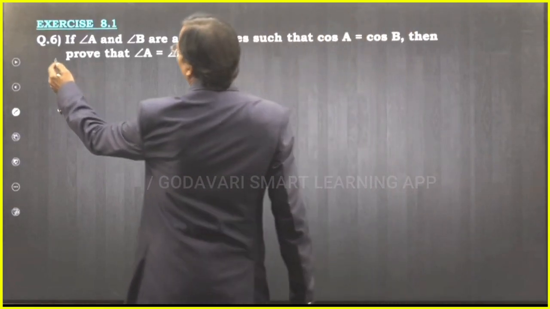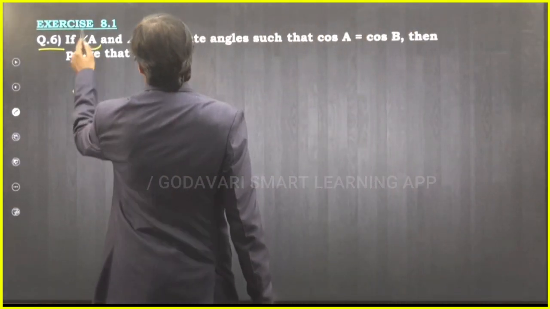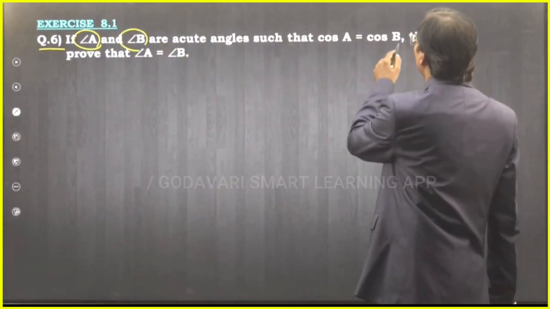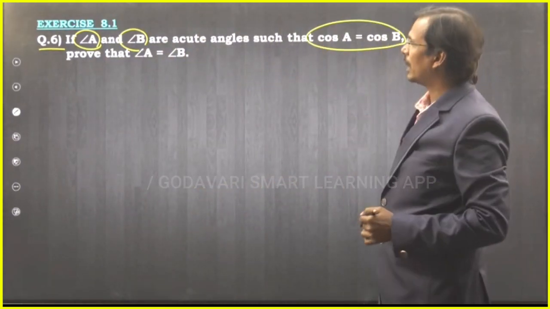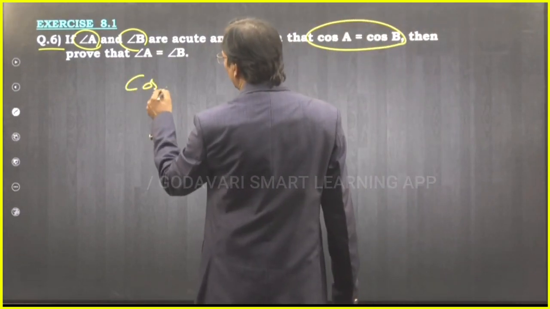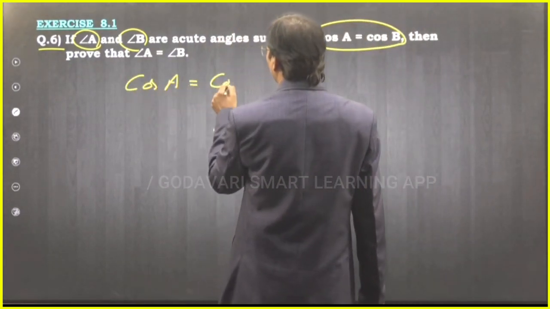Question number 6. If angle A and angle B are the acute angles such that cos A is equal to cos B, then angle A is equal to angle B. Like cos A is equal to cos B.